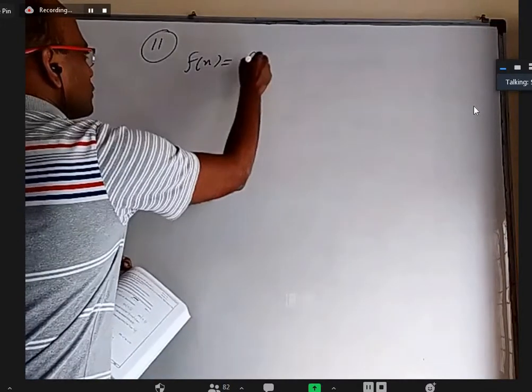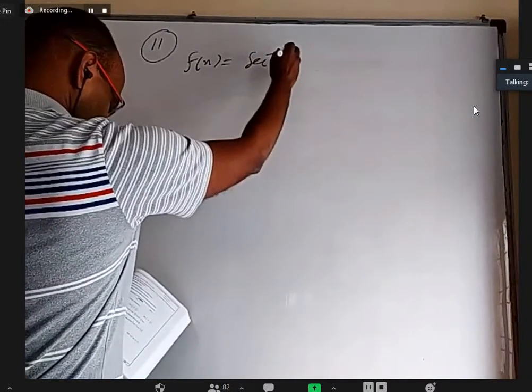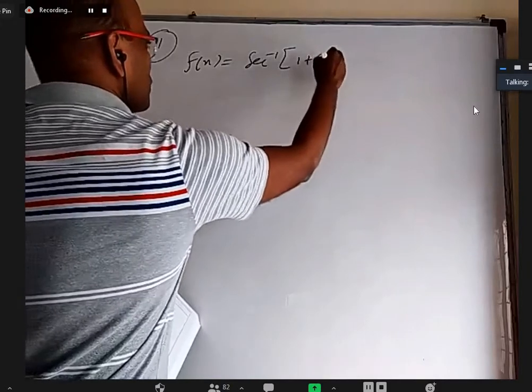f of x is equal to secant inverse of the integer part of 1 plus cos square x.